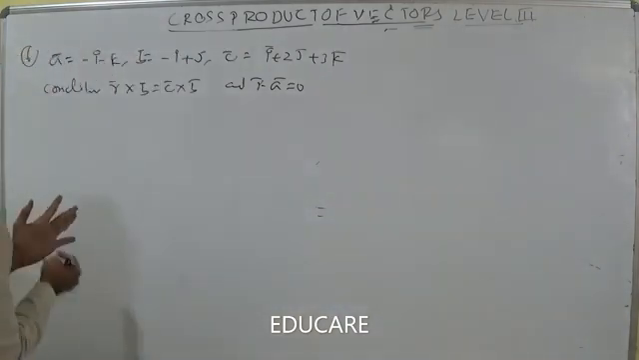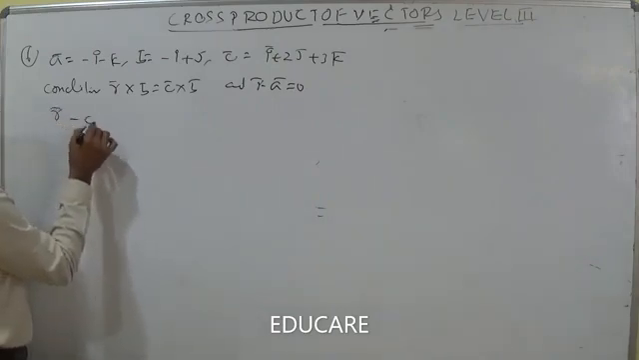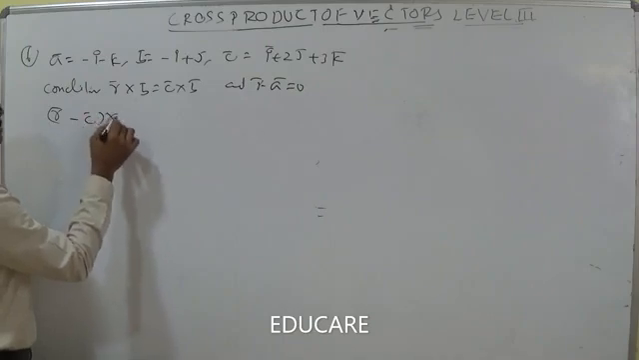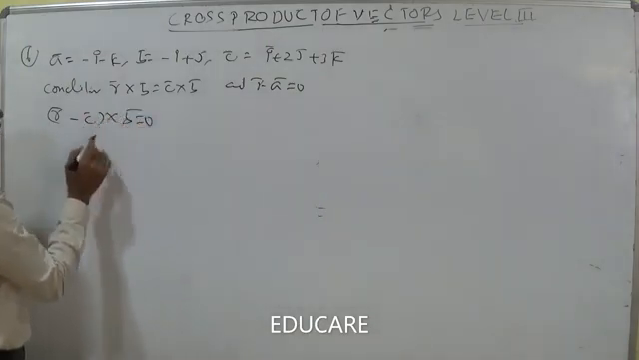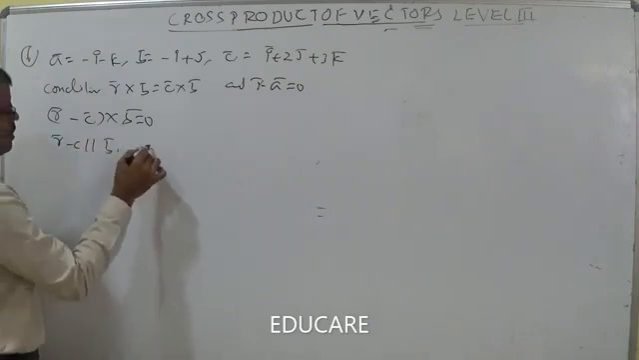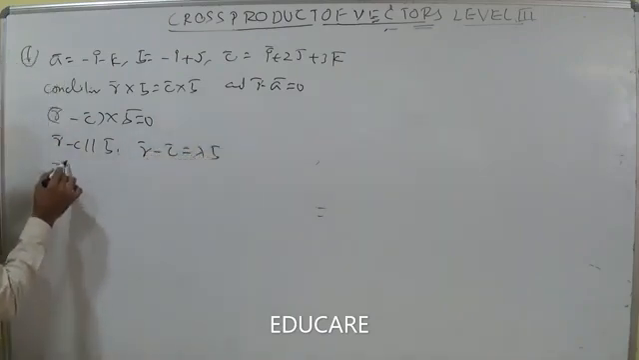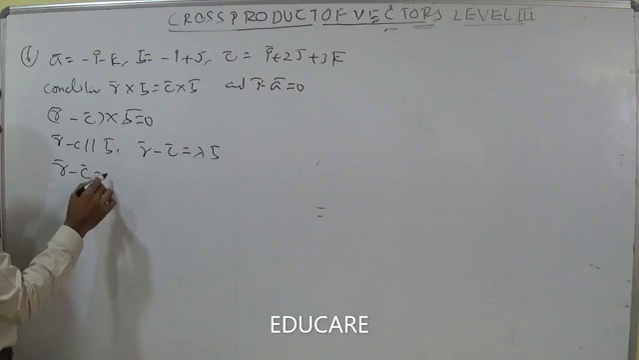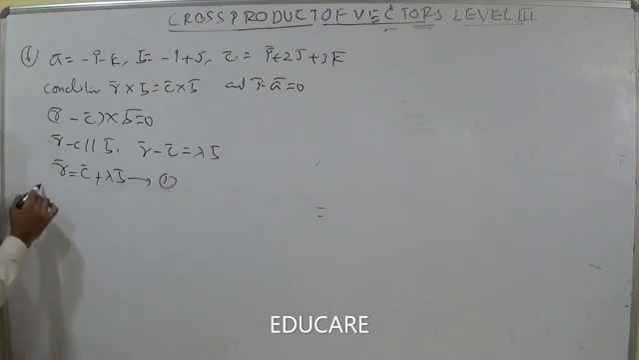R cross B. Same concept we can use, students. (R bar minus C bar) cross B bar equal to 0 bar. This is B bar. R bar minus C bar is parallel to B bar. R bar minus C bar is equal to lambda into B bar, so R bar is equal to C bar plus lambda B bar. Let it be the first equation.